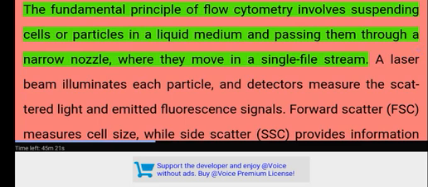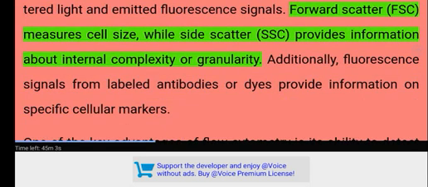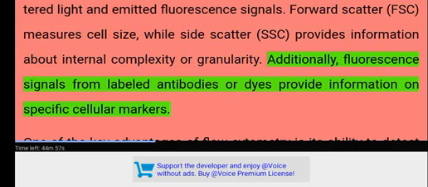The fundamental principle of flow cytometry involves suspending cells or particles in a liquid medium and passing them through a narrow nozzle, where they move in a single file stream. A laser beam illuminates each particle, and detectors measure the scattered light and emitted fluorescence signals. Forward scatter (FSC) measures cell size, while side scatter (SSC) provides information about internal complexity or granularity. Additionally, fluorescence signals from labeled antibodies or dyes provide information on specific cellular markers.